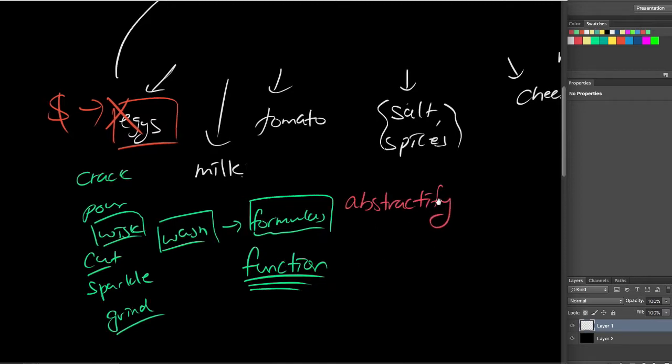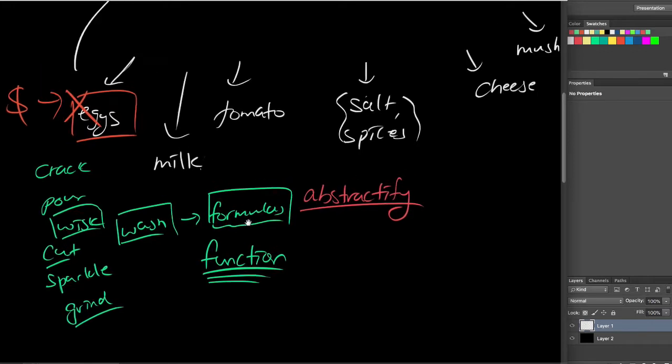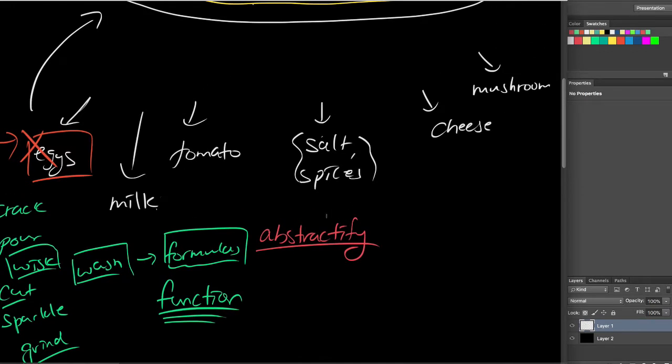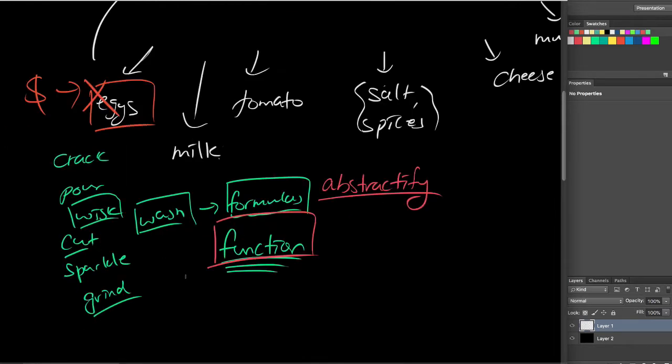your process. So you wash something multiple times, right? You have a pattern of washing. So you can actually abstractify your pattern of action so that you create a specific function that you can define and use. Grinding is the same thing, right?